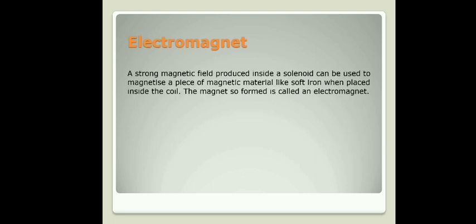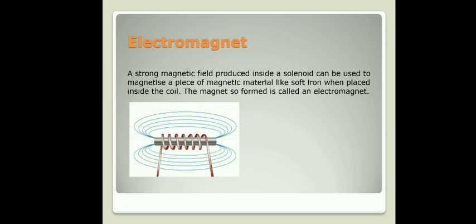Next, let's discuss another concept, that is the electromagnet. An electromagnet is nothing but this: when we insert a soft iron core inside the solenoid, it becomes an electromagnet. And the magnetic field produced by this electromagnet will be very strong. So let's look at the definition. A strong magnetic field produced inside a solenoid can be used to magnetize a piece of magnetic material like soft iron when placed inside the coil. The magnet so formed is called an electromagnet.